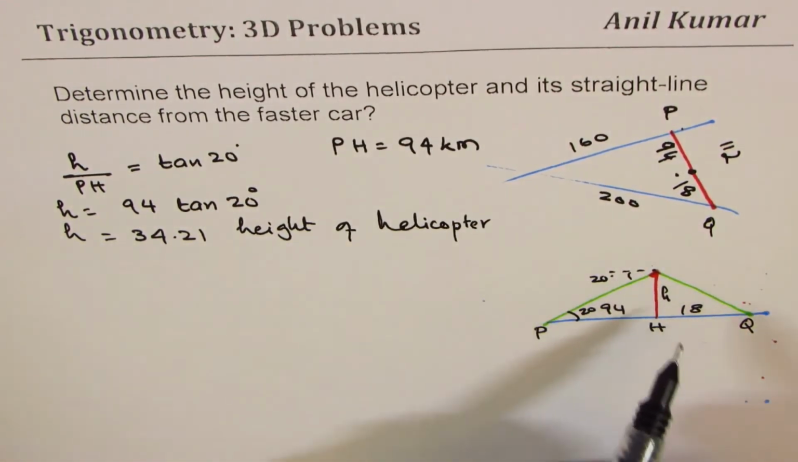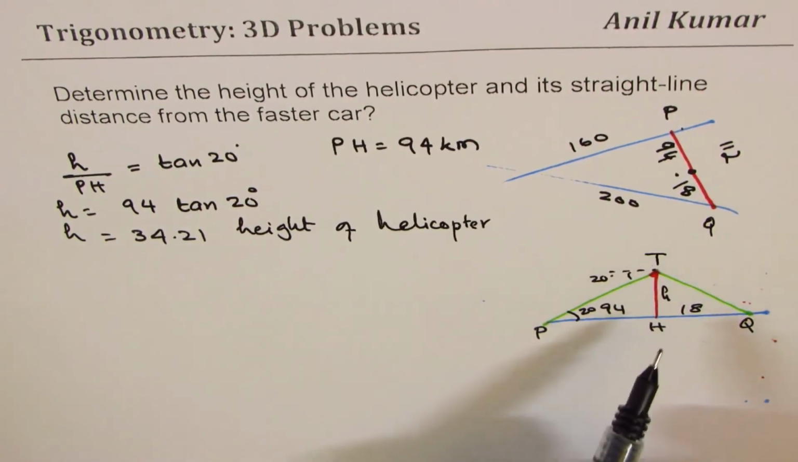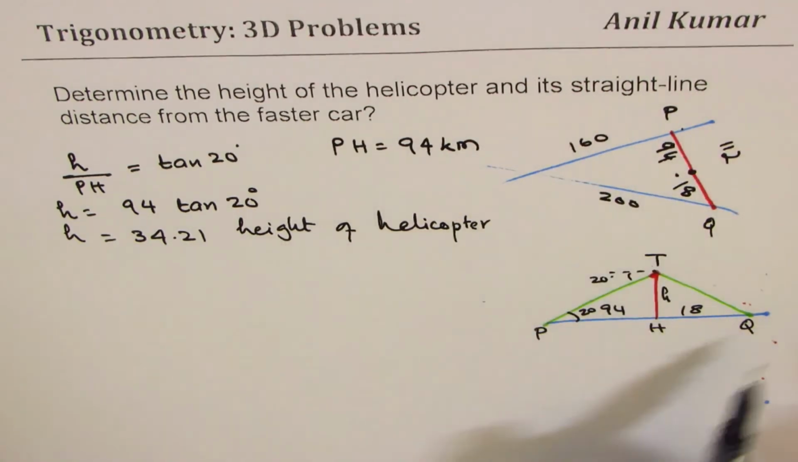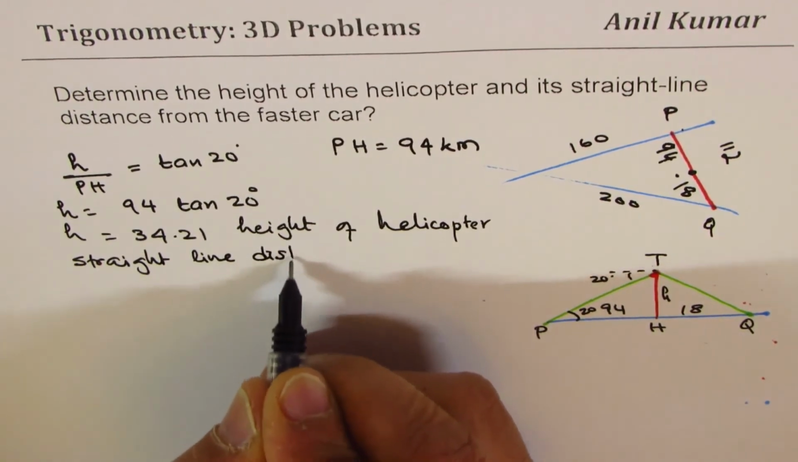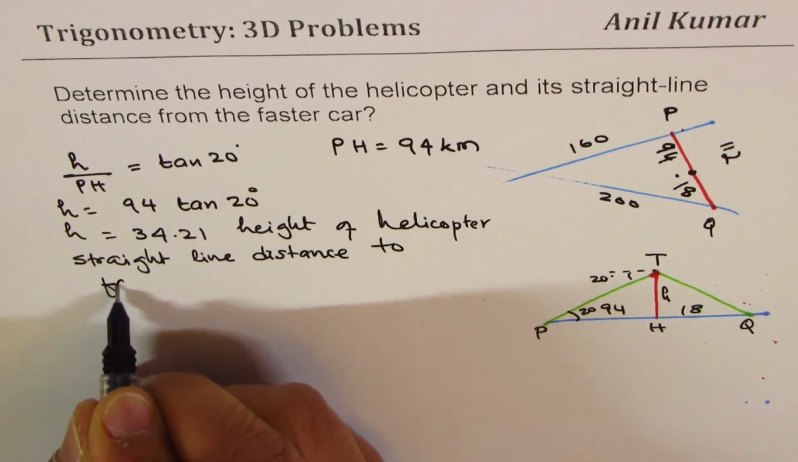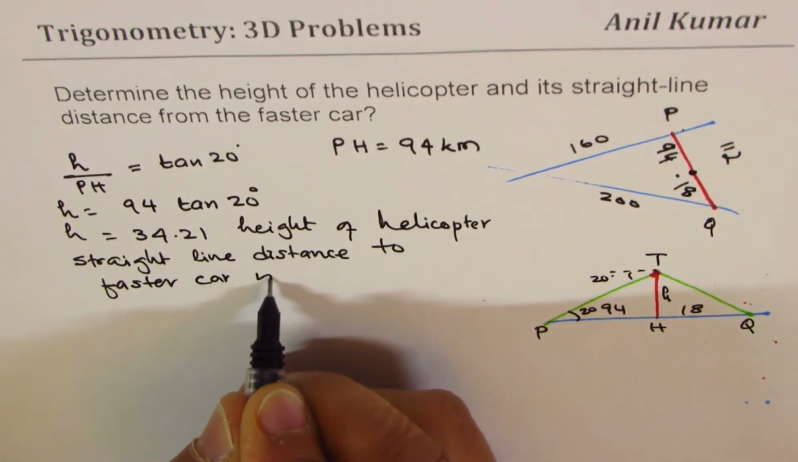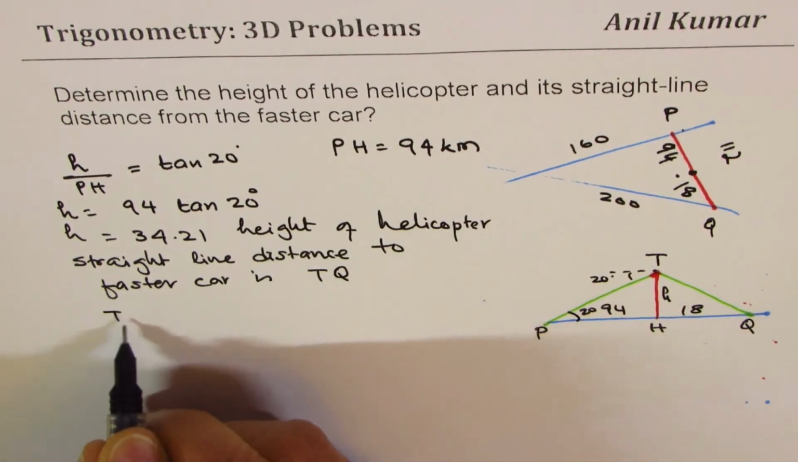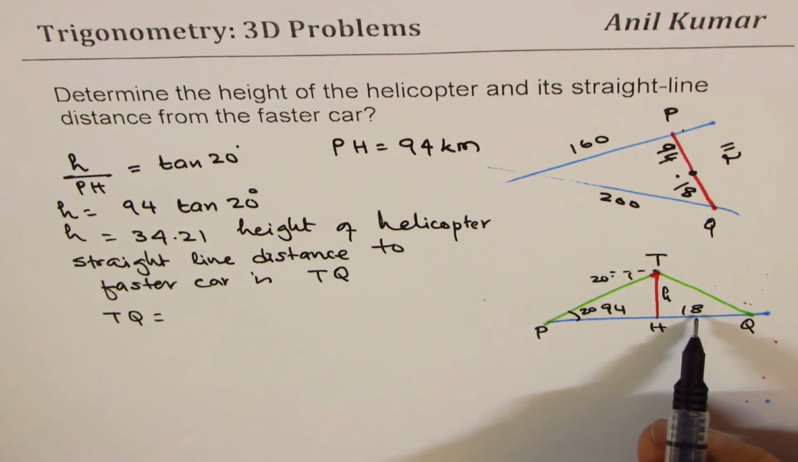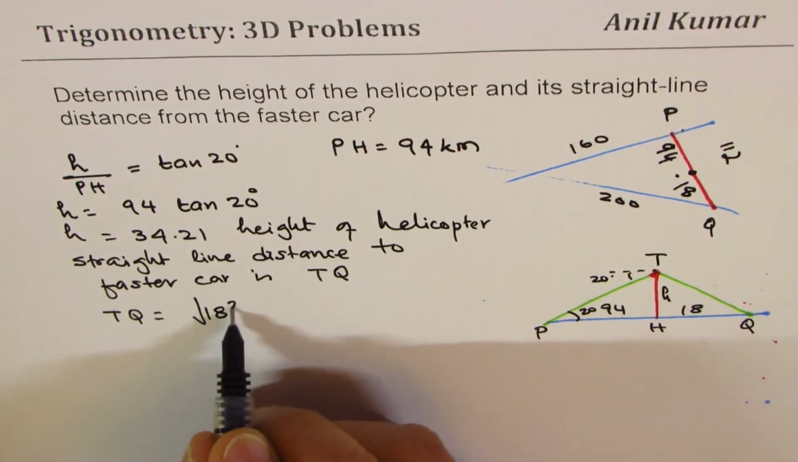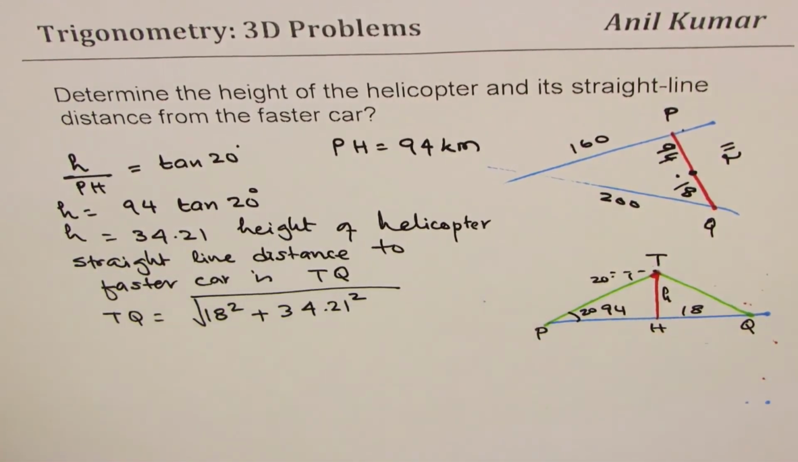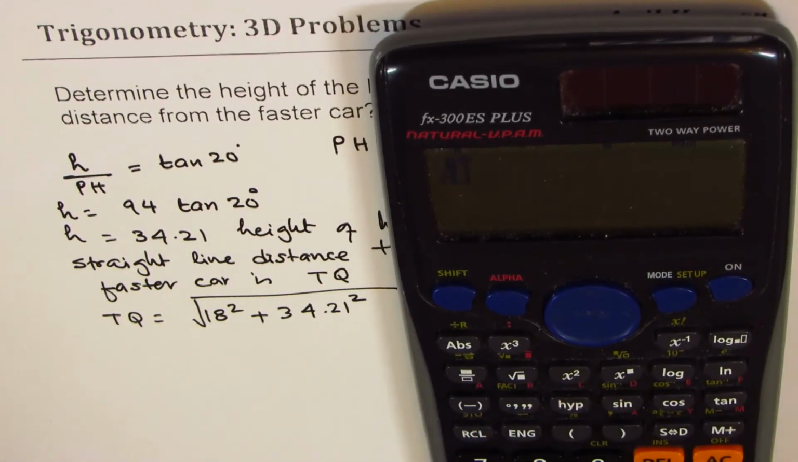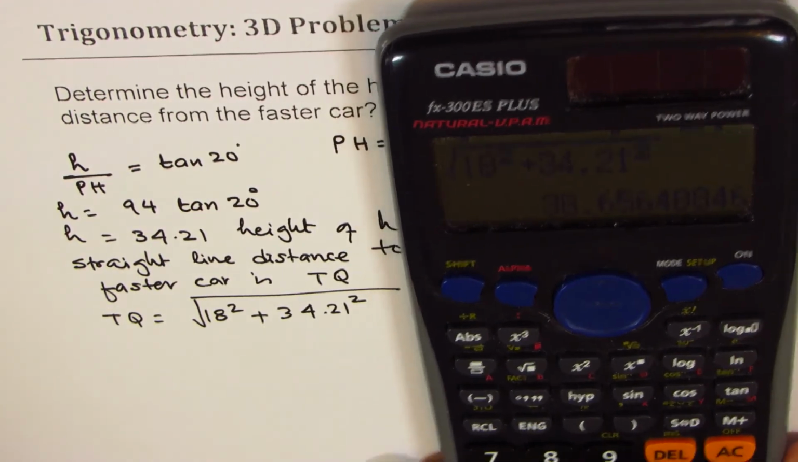So we know now the height, and we can now find, let's say this point is T for us, okay? So now we can find the straight line distance to the faster car, which is TQ, let's say, right? So TQ will be equal to, we know the horizontal is 18, the square root of 18 squared plus the height, which is 34.21 squared, right? So let's do this. We'll use the Pythagorean theorem now. So we have the square root of 18 squared plus 34.21 squared, which is equal to 38.65.